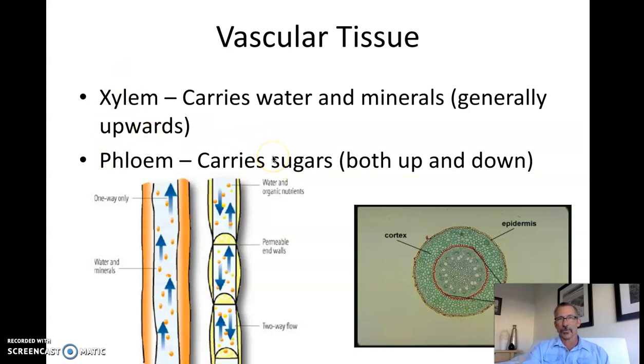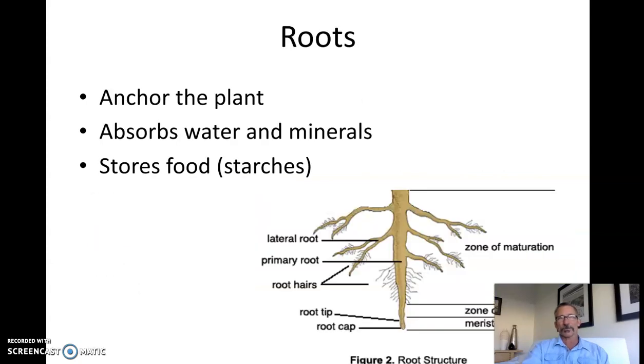And the sugars, if you think way back to the fall, are being made pretty much in the leaves. I say pretty much because sometimes some stems can do photosynthesis as well. And the sugars can actually move both up and down the phloem tubes. So we've got two different kinds of vessels in your typical vascular plant: the xylem and the phloem. And the job of the roots is a three-part job: to anchor the plant, to absorb water and minerals, and to send that water up the plant.